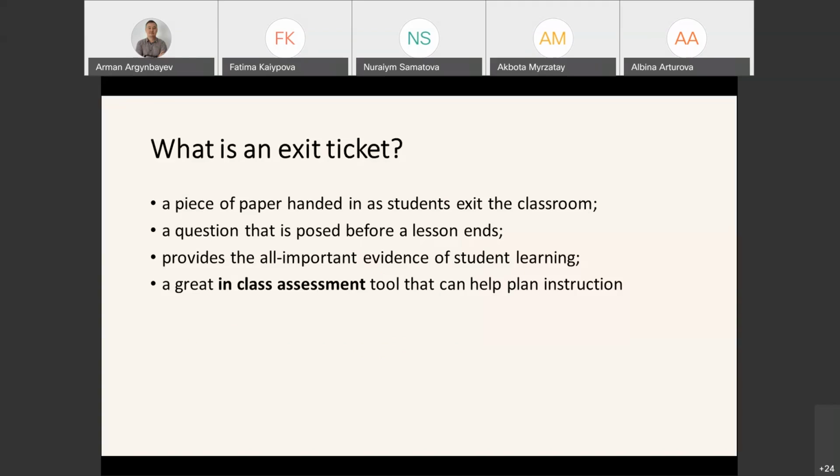Students have to answer those questions individually. They are allotted specific time, like 2 minutes. It doesn't last very long, maybe 5, or no longer than that. And they hand it to their teachers. So it's a great assessment tool that can help plan instruction, that can improve your instruction. Maybe if the majority of students write that they didn't understand the topic today, it might mean that you need to revise it in the following lesson.